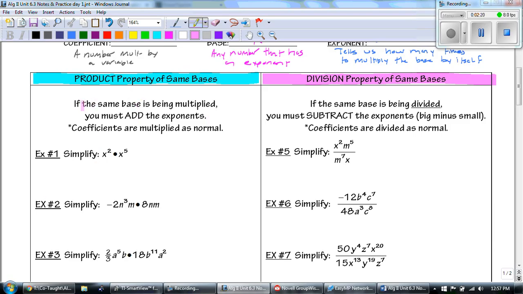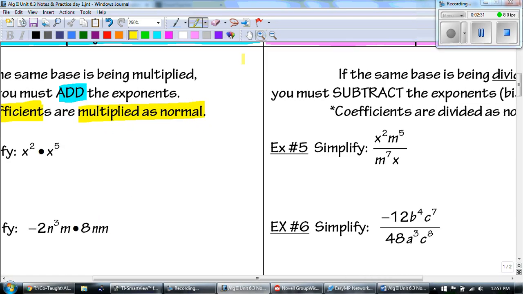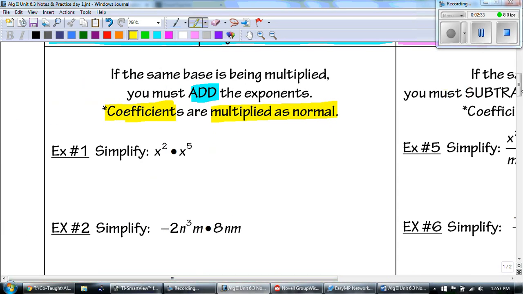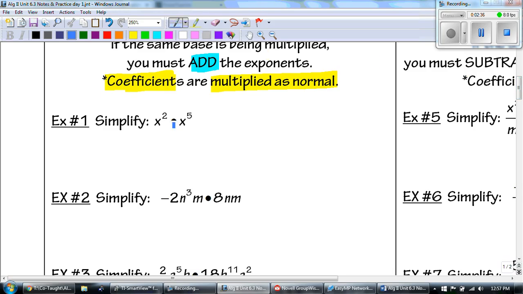Now the product property says if the same bases are being multiplied, you must add the exponents, and the coefficients are multiplied as normal. So if I have the same base, they're both x's, I add those numbers together. It's 2 plus 5, and that is 7. Because I have x times x, and then x times x times x times x times x, all together we have 7 x's. So it's x to the 7th.